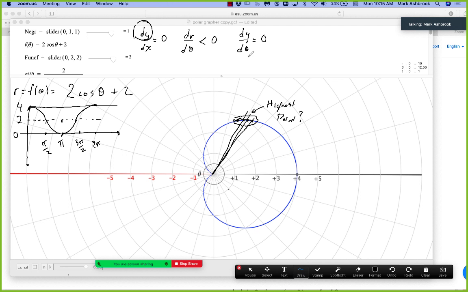So from what are we going to find dy/d theta? I have r as a function of theta. I would need y as a function of theta. What is y as a function of theta? R sine theta. Isn't y always r sine theta? And what is my r? 2 cosine theta plus 2. Right, so we only care about the points on the blue graph, and on the blue graph, r is 2 cosine theta plus 2.